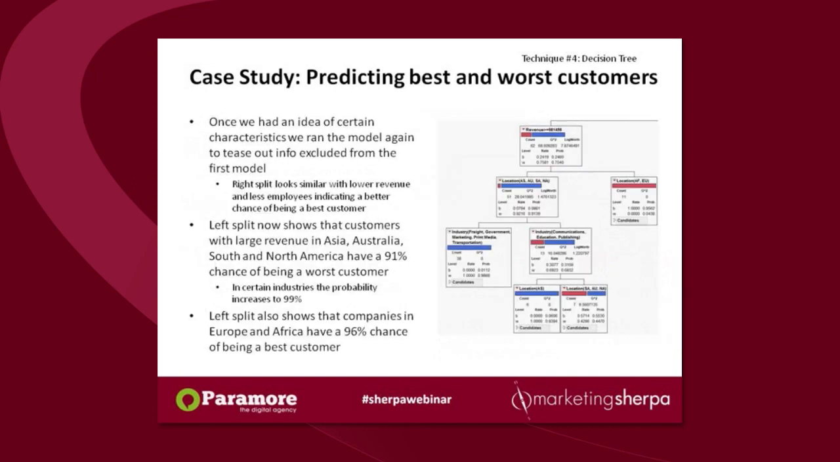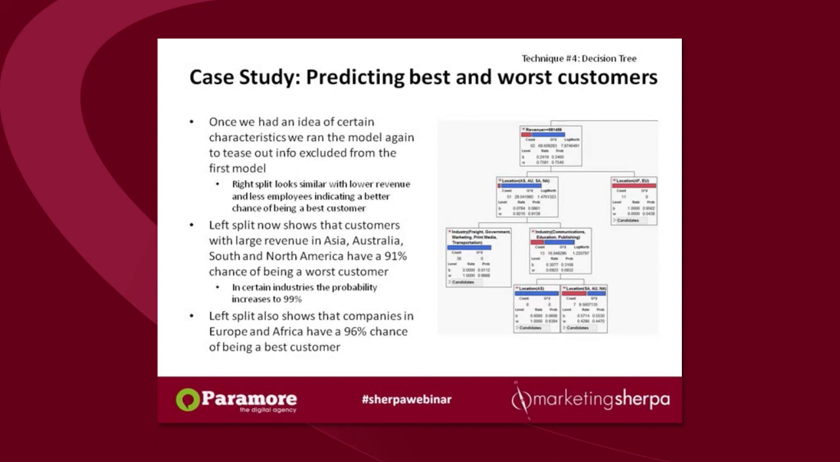We looked at it again, and we wanted to look at location, and type. The right split looked very similar to the first one, but the left split now shows that customers who had large revenue and that were located in Asia, Australia, or North and South America had a 91% chance of being a worse customer. In certain industries, that probability skyrocketed to almost 99% chance of being a worse customer.